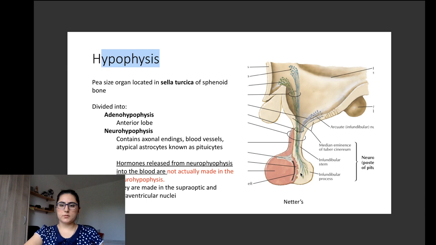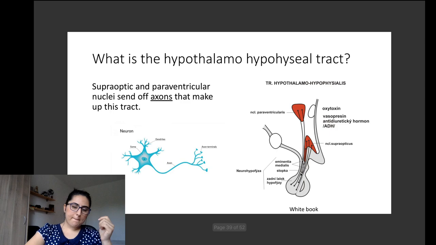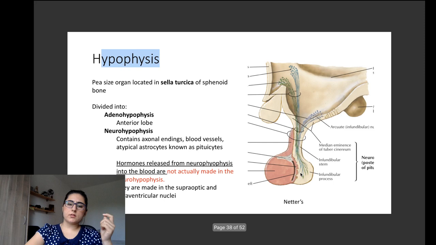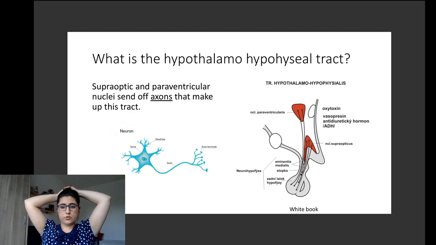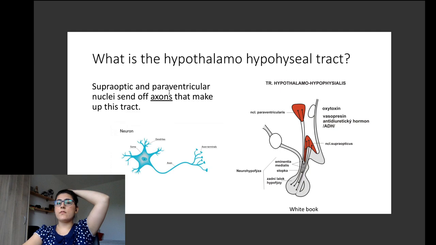What else? What do you have to know about the neurohypophysis and adenohypophysis? That's completely different. So let's talk about the hypothalamo-hypophysial tract. What is it exactly? It's a tract made up of my axons. Okay? The keyword is axons. You have to say the word axons in the exam.